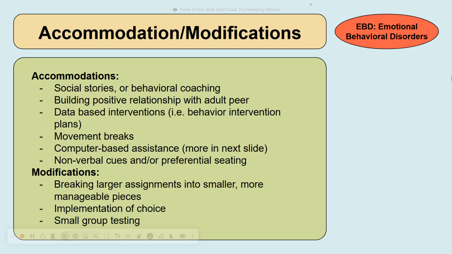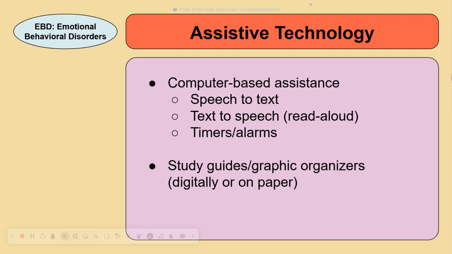And then finally, we can look at small group testing. This is for the benefit of them and other students. If you have a student with a lot of attention-seeking behaviors, a testing environment might be disrupted by their behaviors. So if you have them within a small group, that's helpful for the other students, but then also this student is able to get some more direct one-on-one attention that they crave.